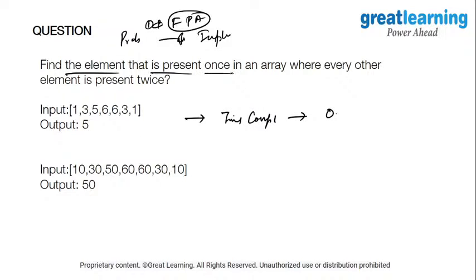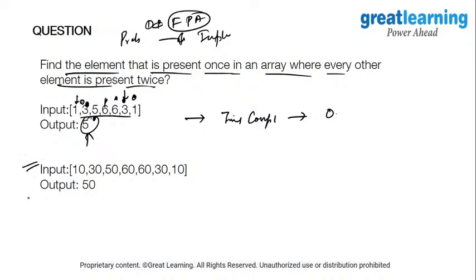Find the first element that is repeated once in the array where every other element is repeated twice. You see 1 is present twice, 1 is here, 1 is here. 3 is present twice, 3 is here, 3 is here. 5 is only once, and 6 is present here and here. So all the numbers are present twice except this 5. This is the problem statement and you need to return that number.